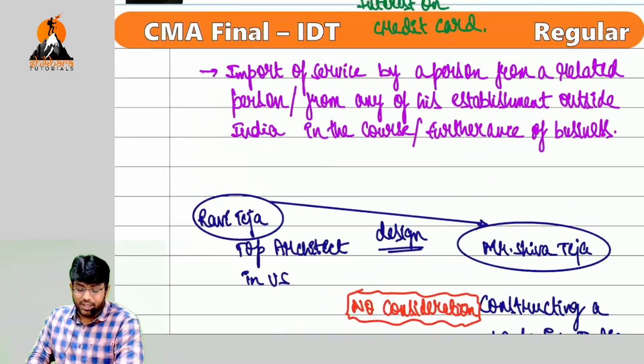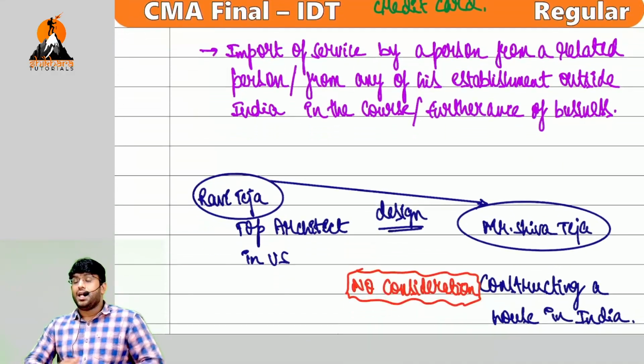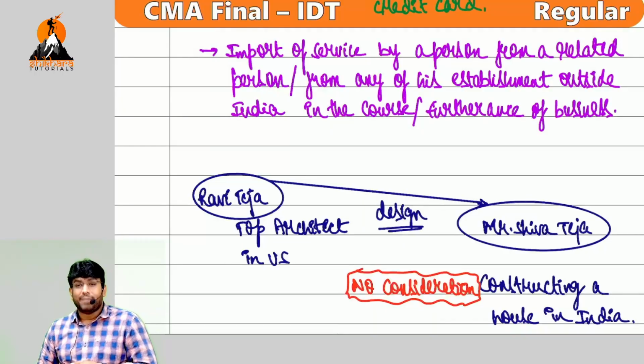So what is the last point? Come on, repeat again. Finally. Import of services by a person from a related person or from any of establishment outside India in the course or furtherance of business. Take it.